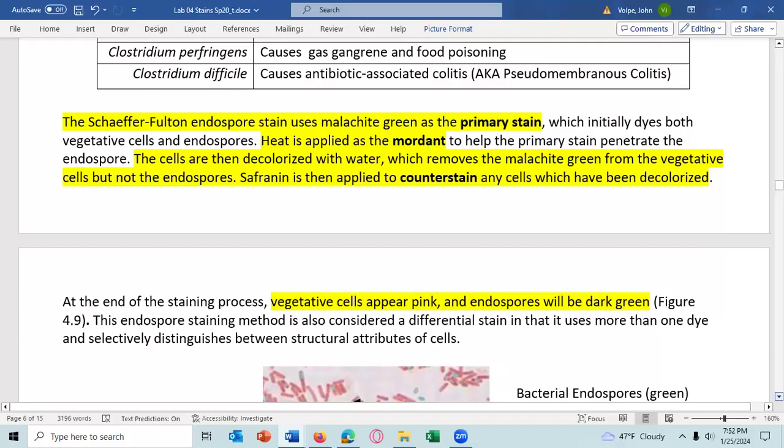After the cells are clear, you apply safranin as the counterstain, and that will make the acid-fast negative cells stain pinkish, and the acid-fast positive cells will stain green or greenish.